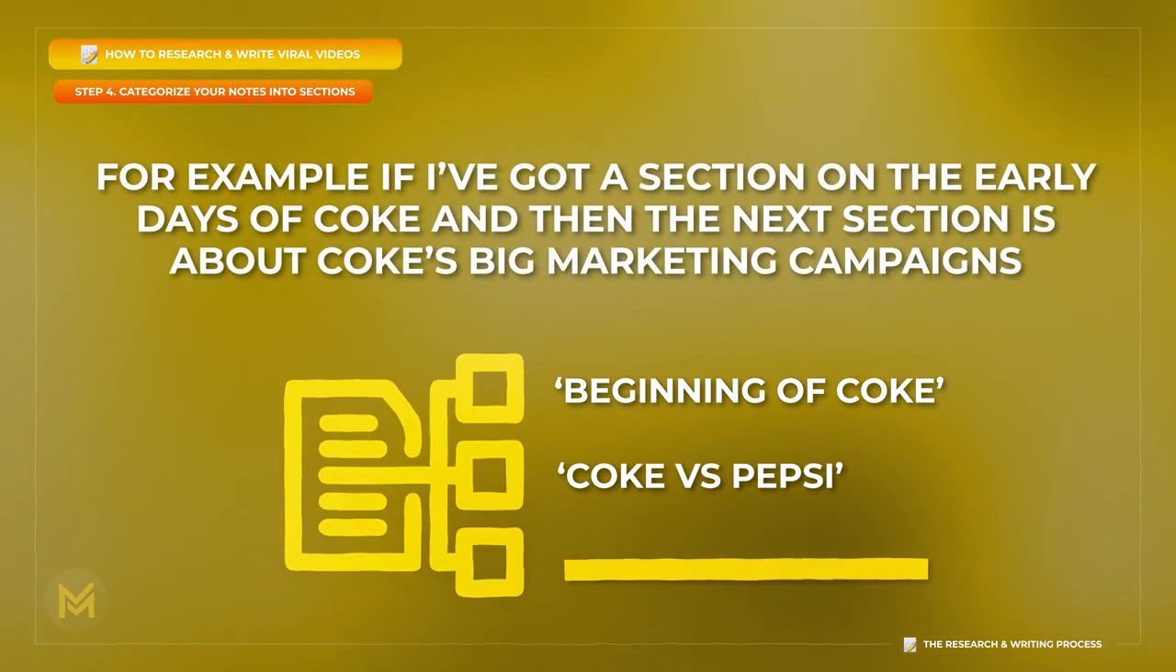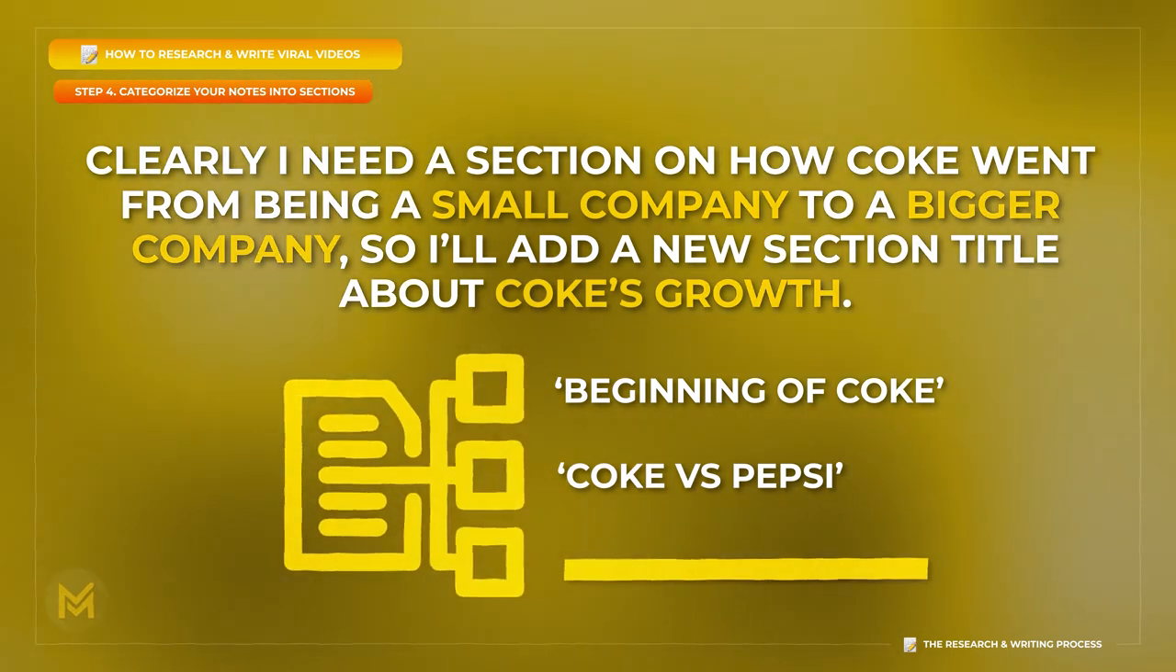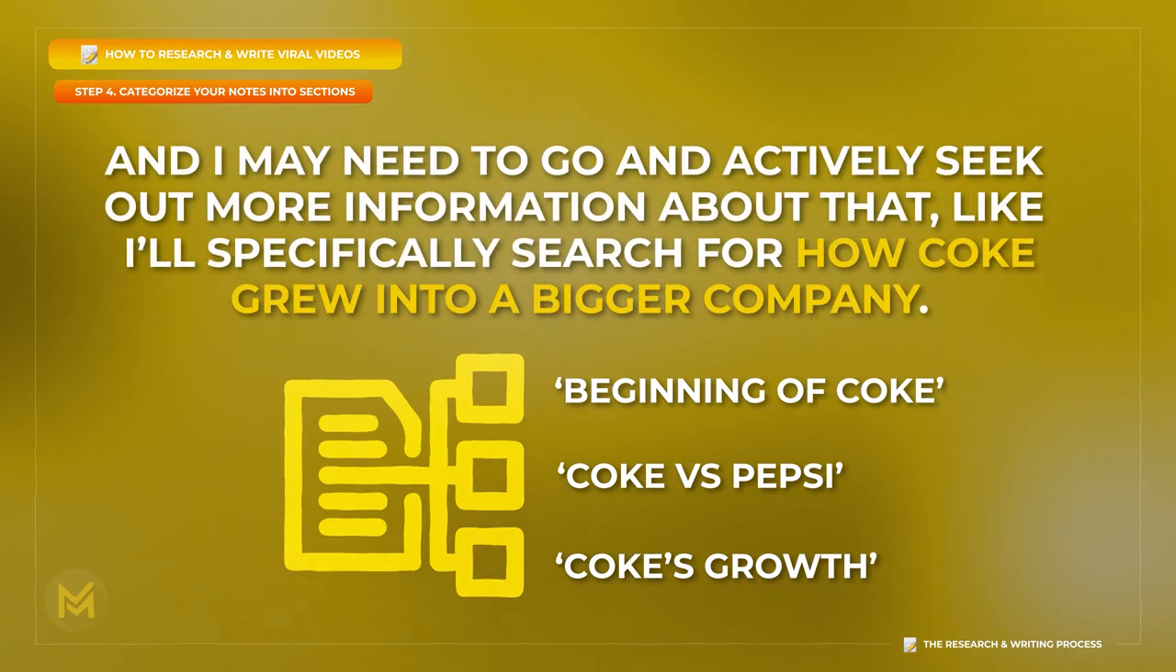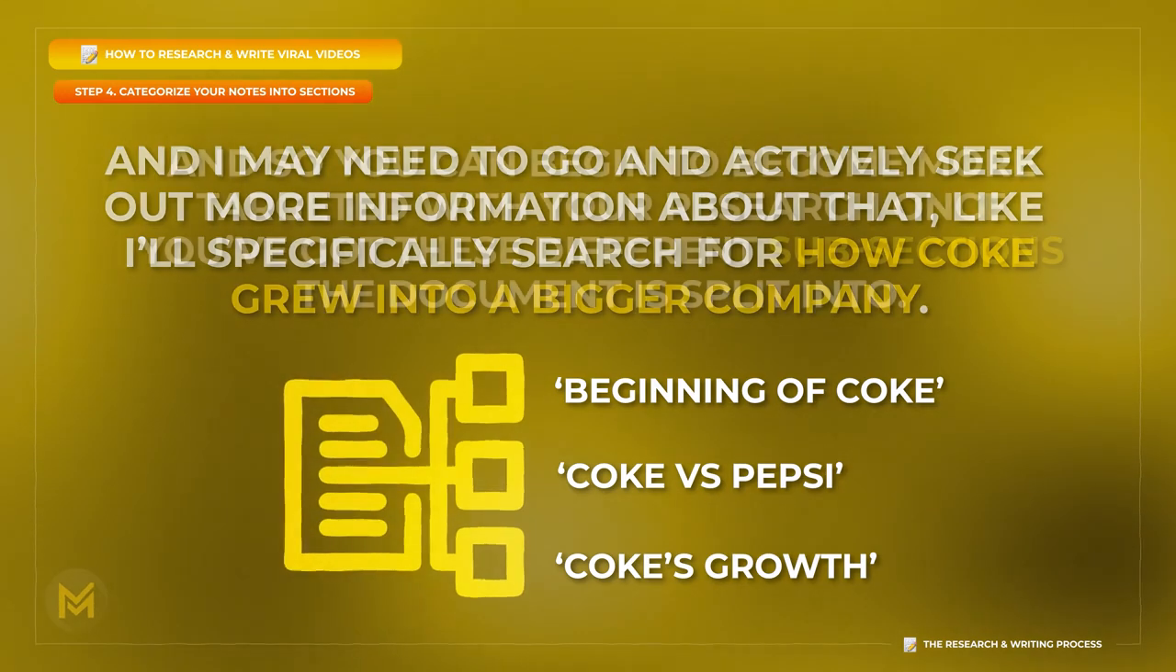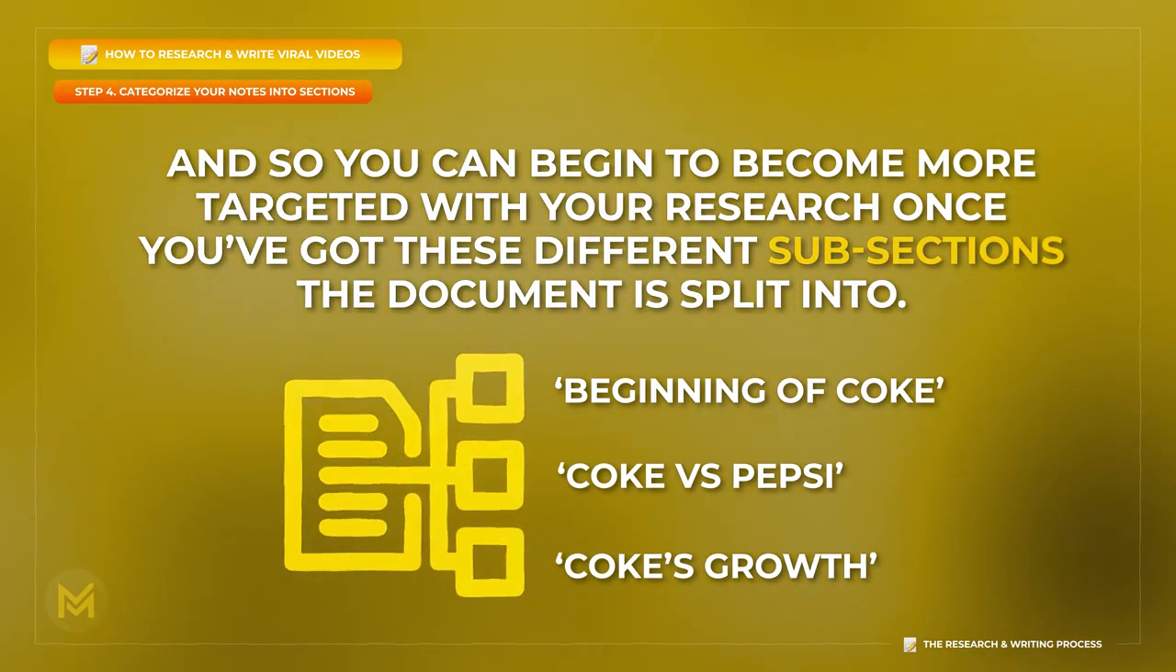For example, if I've got a section on the early days of Coke, and then the next section is about Coke's big marketing campaigns, clearly I need a section on how Coke went from being a small company to a bigger company. So I'll add a new section title about Coke's growth. And I may need to go and actively seek out more information about that. Like I'll specifically search for how Coke grew into a bigger company. And so you can begin to become more targeted with your research once you've got these different subsections the document is split into.